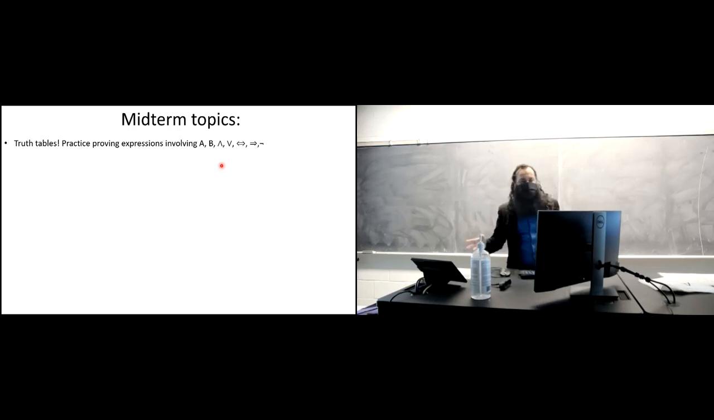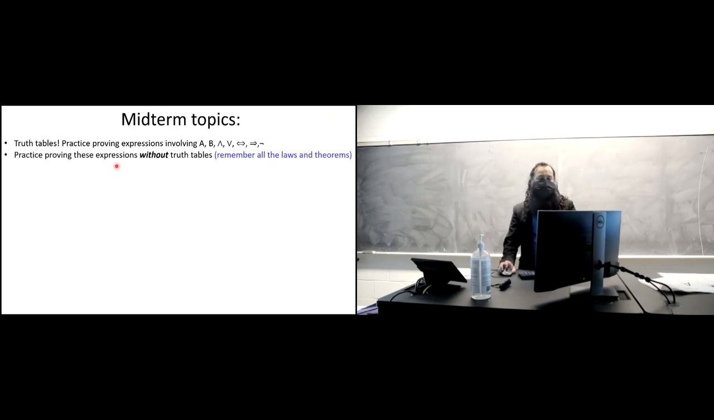Practice proving expressions like A and B or C implies that not A and B and C, stuff like that. So just practice doing truth tables where you want to prove expressions involving these symbols. Also, you want to practice proving these types of expressions without truth tables. That means remember all the laws and theorems, okay?